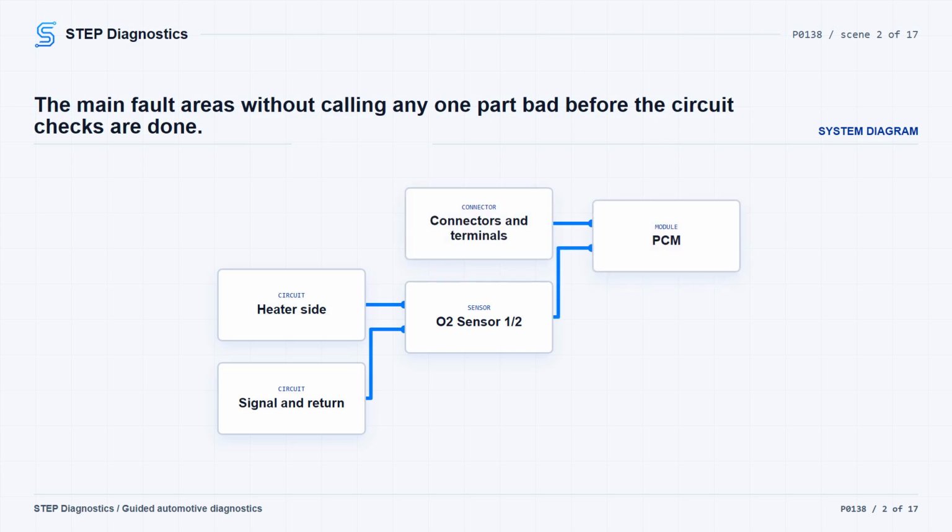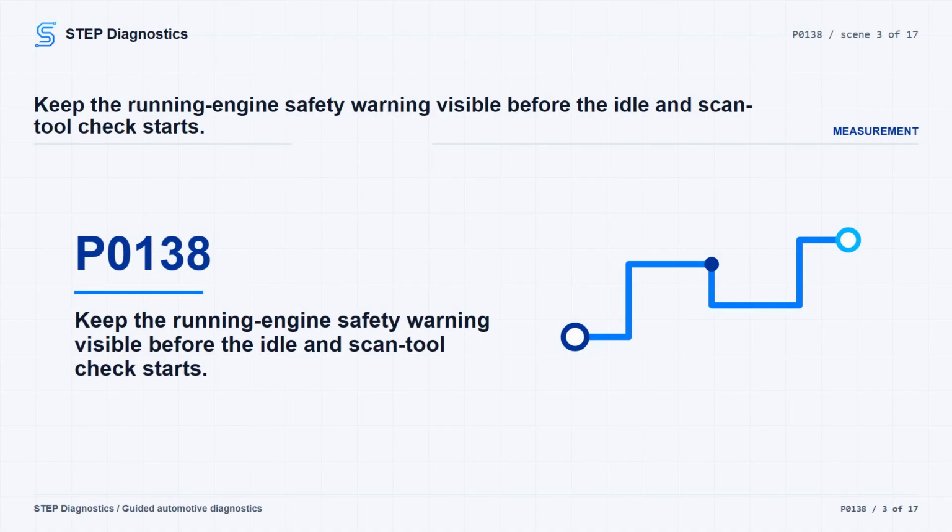If other codes are present, check what they mean first so you are not chasing a symptom from another fault. Then start with the basic system checks and follow a structured diagnostic approach. First, confirm whether the condition is active. This code sets when the PCM sees oxygen sensor 1/2 signal voltage greater than 20 volts.